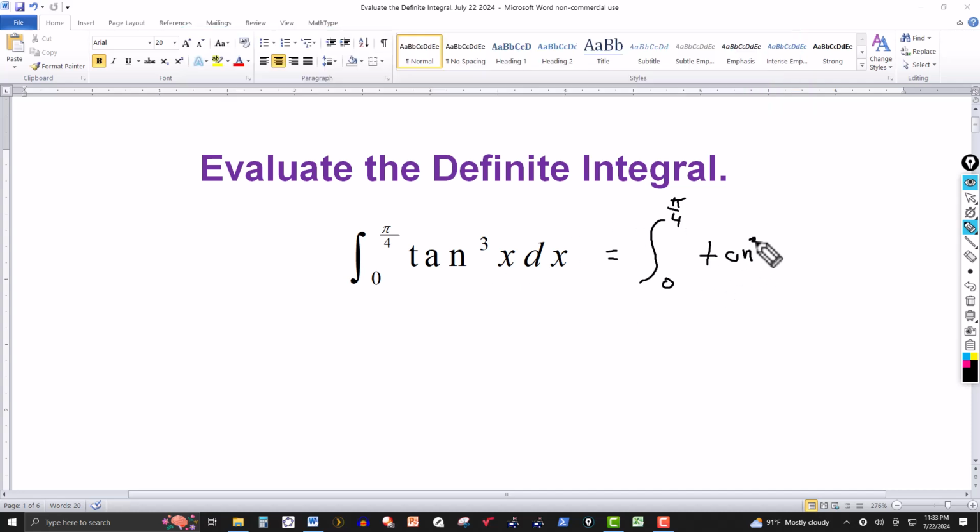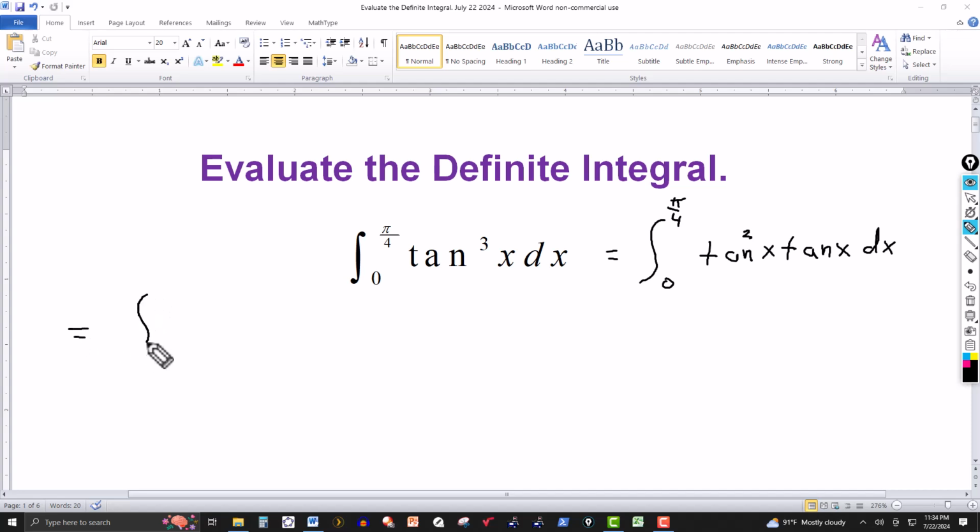Tangent squared of x, and then times tangent of x. So just break this down. Tangent cubed breaks down to tangent squared times tangent of x. That's tangent to the third power dx. Trying to find ways to evaluate this integral. Let's go back over here.